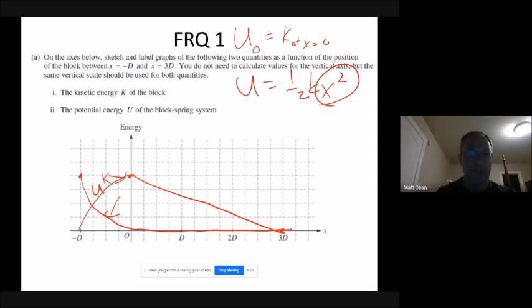Number one, anybody have questions on why the graphs look the way they look?